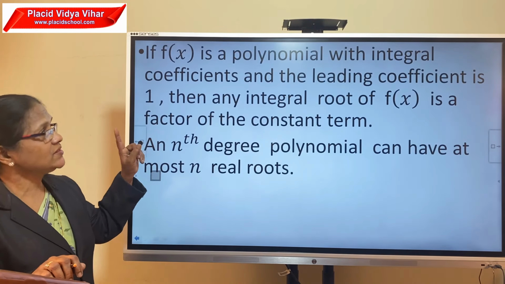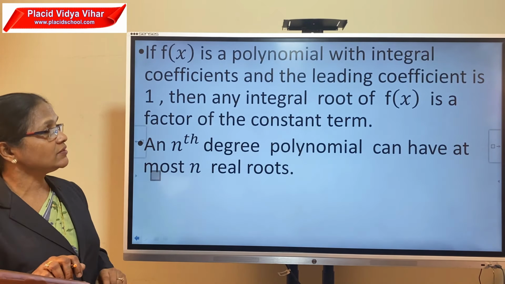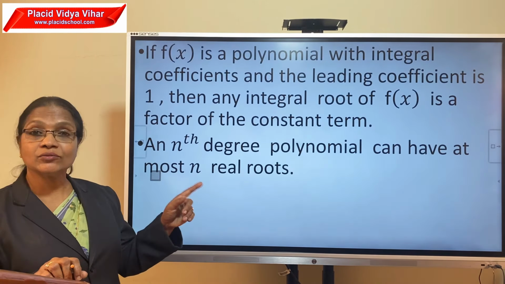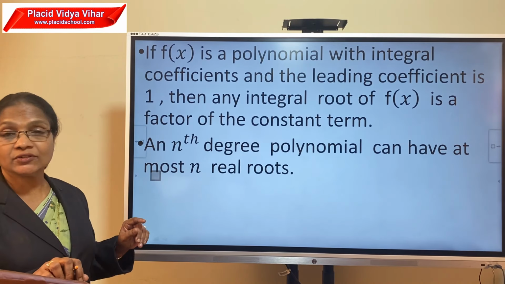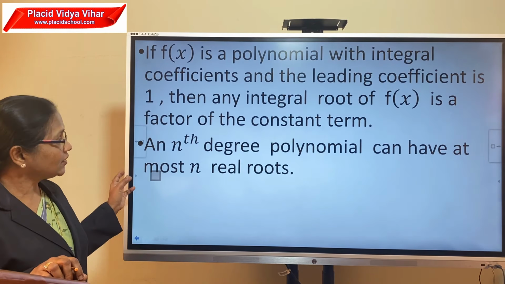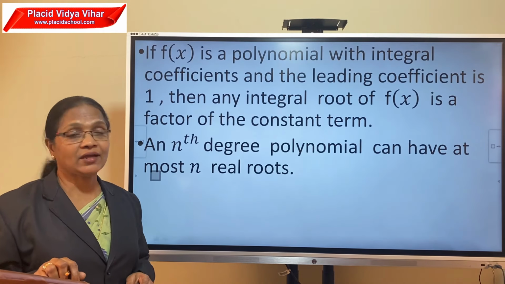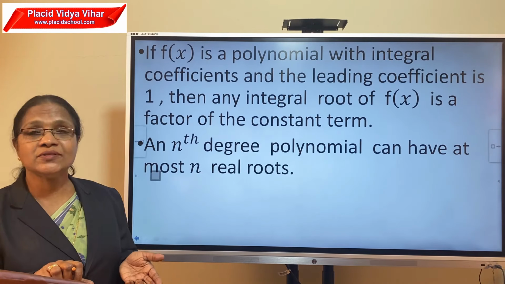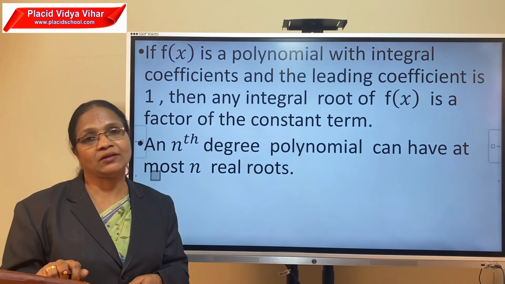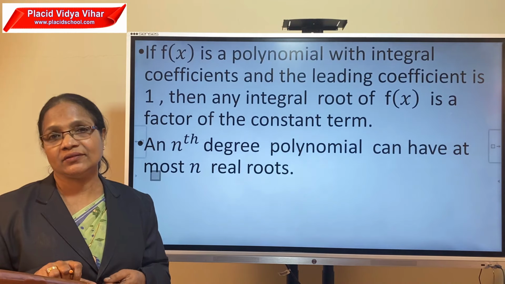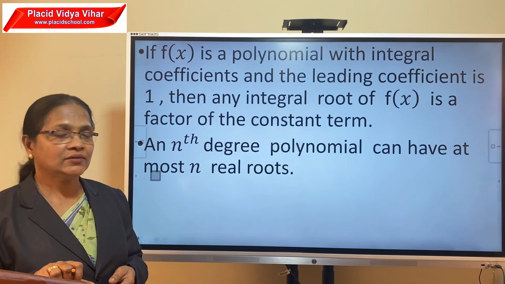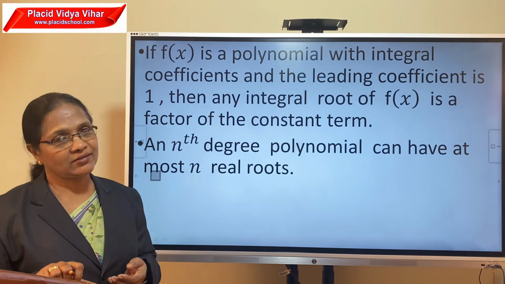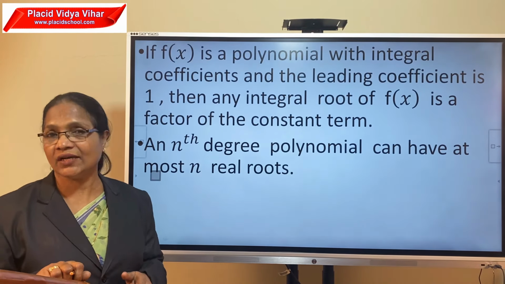If f(x) is a polynomial with integral coefficients and the leading coefficient is 1, then any integral root of f(x) is a factor of the constant term. Again, an nth degree polynomial can have at most n zeros. That is, the number of zeros of a polynomial cannot exceed the degree of that polynomial.